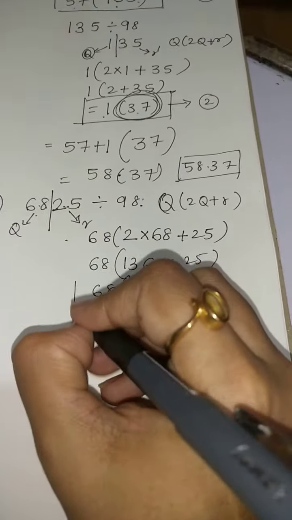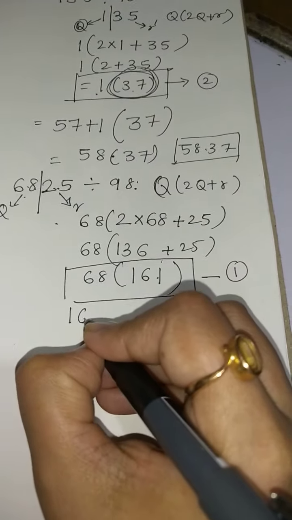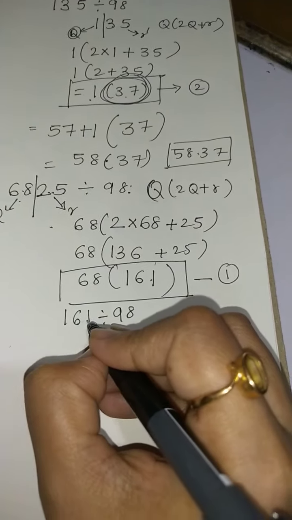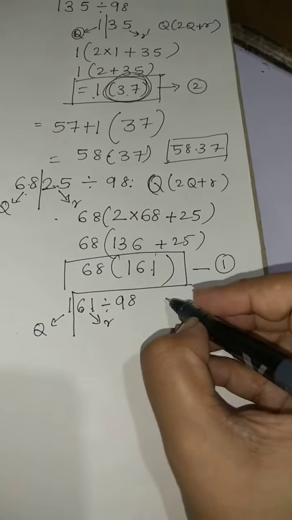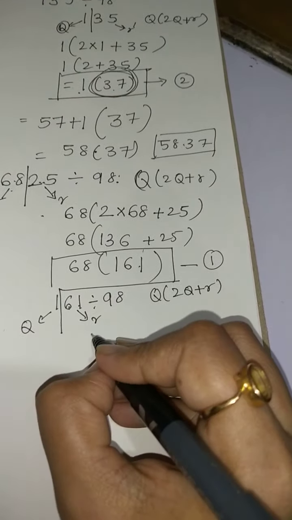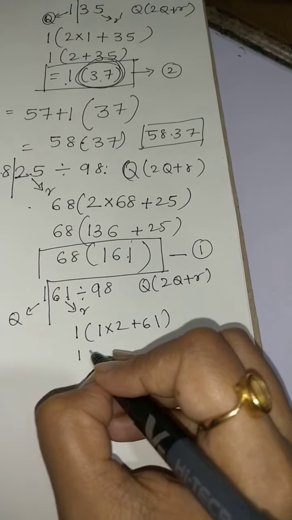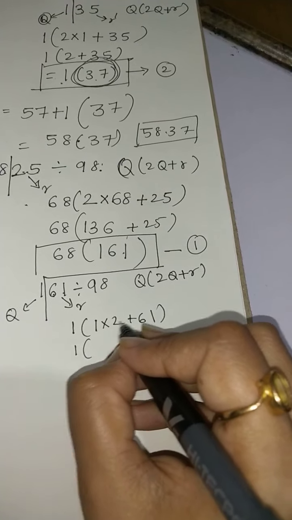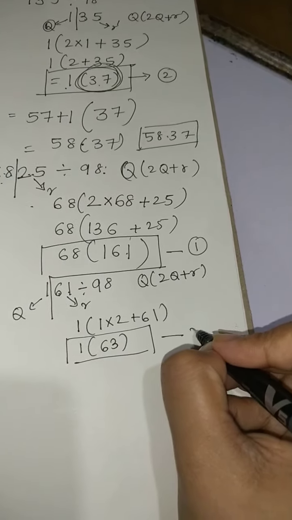Okay. Now 161 is greater than 98. So what will I take? I will take this as my answer number 1. And I will further divide 161 divided by 98. Unit tens 100. This becomes my q. This becomes my r. Formula is q 2q plus r. Okay. That becomes 1, 1 into 2 plus 61. 2 plus 61 becomes 63. So this becomes my answer number 2.